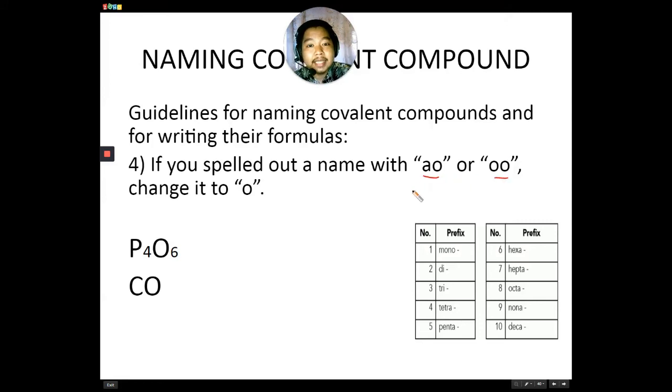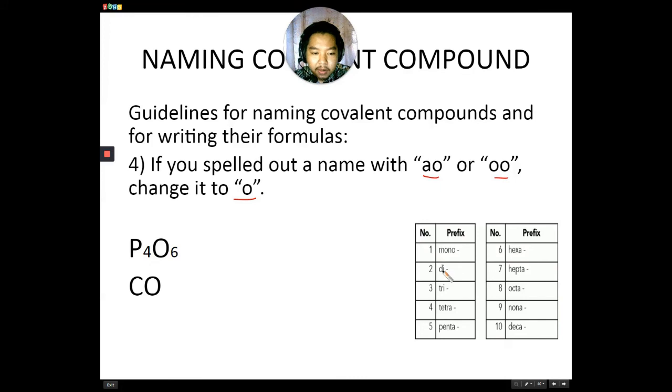Halimbawa, hexaoxide, monooxide. We drop the first letter, the A and the O, we change it to O only. Halimbawa, yung dihydrogen monoxide, our water, we don't say dihydrogen monooxide. We simply say dihydrogen monoxide. So, another example is this one.